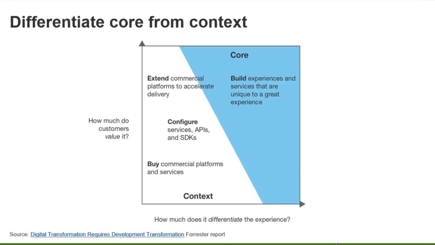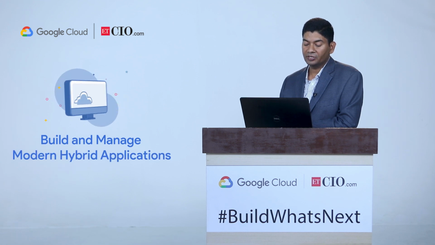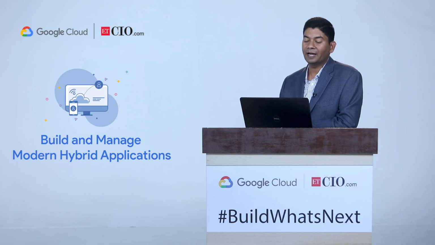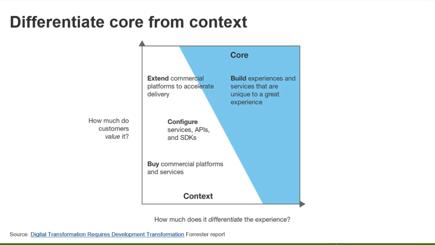But as you do that, you have to figure out how to differentiate some of the core requirements that your business has from the contextual requirements. If you look at this particular graphic, there are two axes to it. First, you have to figure out what value customers are getting from that particular application. So that's on the y-axis. On the x-axis, how does it differentiate the experience? So if your differentiation is high and there's a significant value that the customers are getting, then that is core for your business.